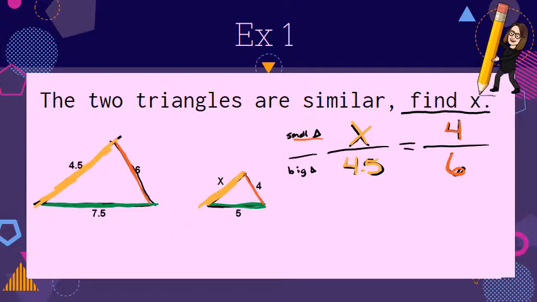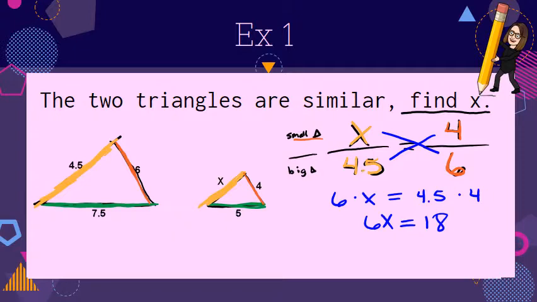But now let's solve. To solve, we're going to do what we did last lesson, which was cross multiply. So to cross multiply, I'm going to have 6 times x equal to 4.5 times 4. 6 times x is 6x. 4.5 times 4. If you need a calculator, please make sure to go grab one. So that would be 18. Okay.